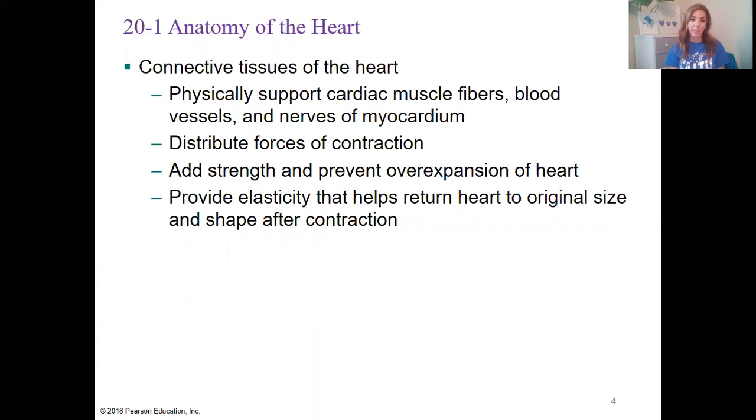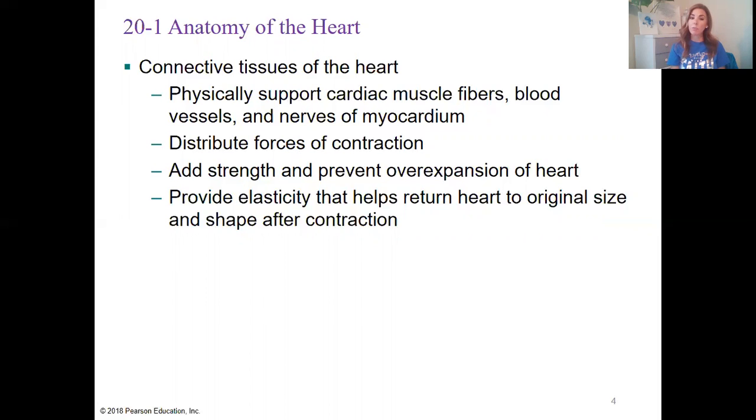When you're looking at the connective tissues of the heart, these are going to help physically support those cardiac muscle fibers, blood vessels, nerves, etc., and then also help distribute the force of contraction. So whenever you look at how the connective tissue is set up, it's not just in a complete circle all the way around the heart. You'll see a picture in a minute. It's more of a figure 8 shape. And so that is, of course, going to in turn affect how that heart is going to contract.